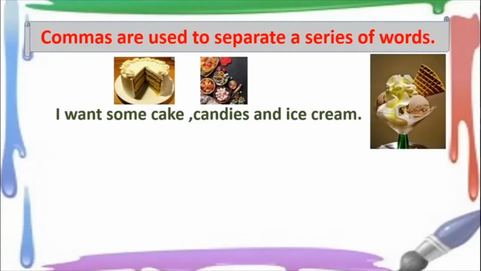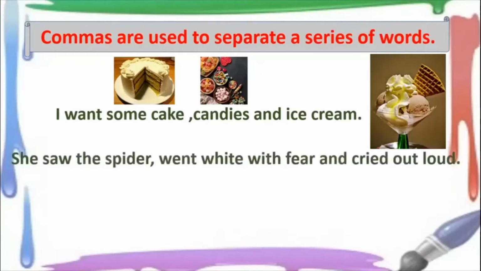So I have included three words in this sentence which are separate. But then I do not want to say, I want some cake, full stop. I want some candies, full stop. I want some ice cream, full stop. So I have tried to make my language better by including all the words in this series in one sentence, and I have used a comma there in the middle. I want some cake and then comma, candies. If I had written chocolates also, I would have put one more comma after candies. But here I have only three words, cake, candies and ice cream.